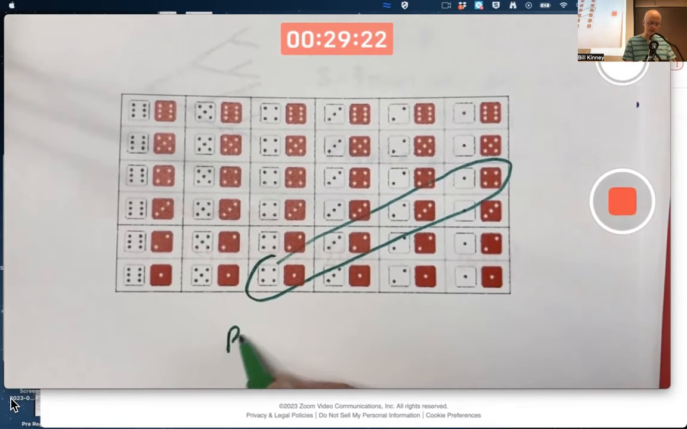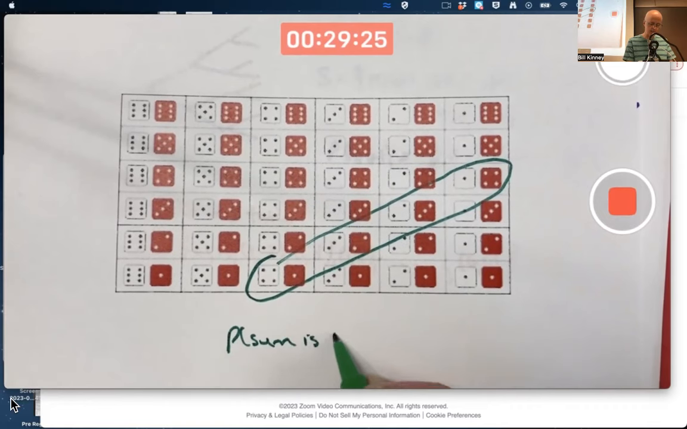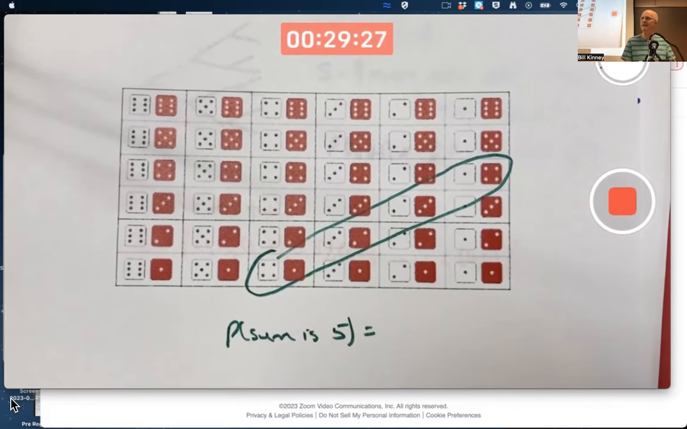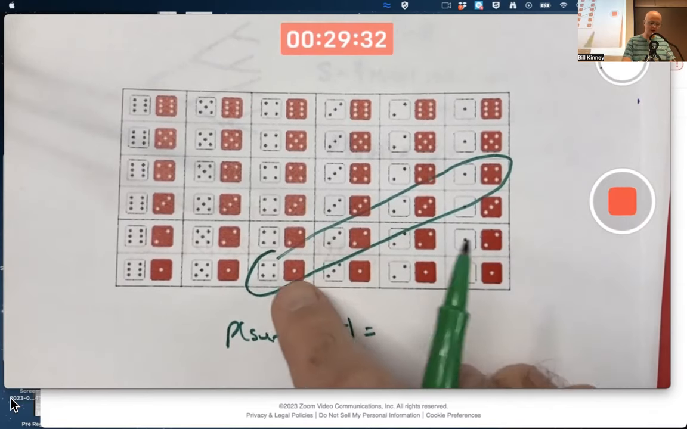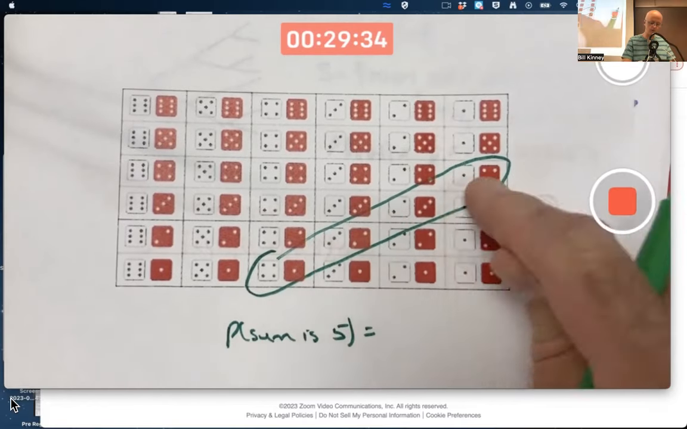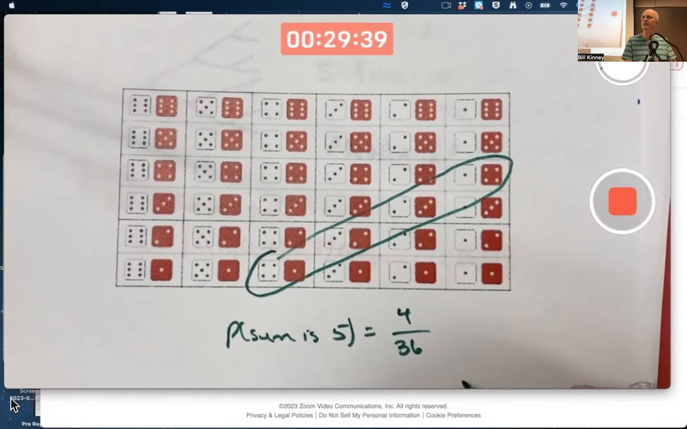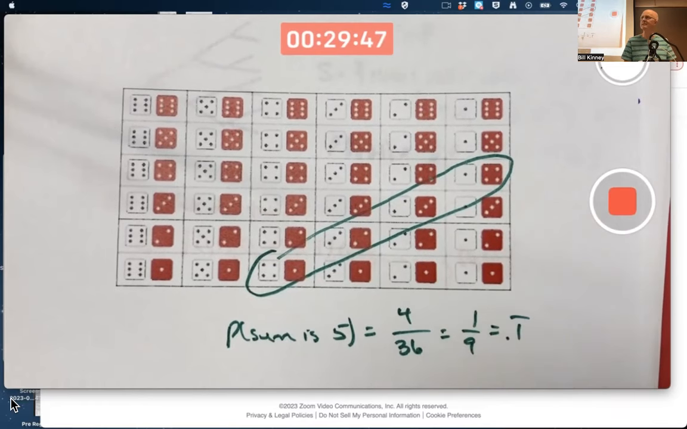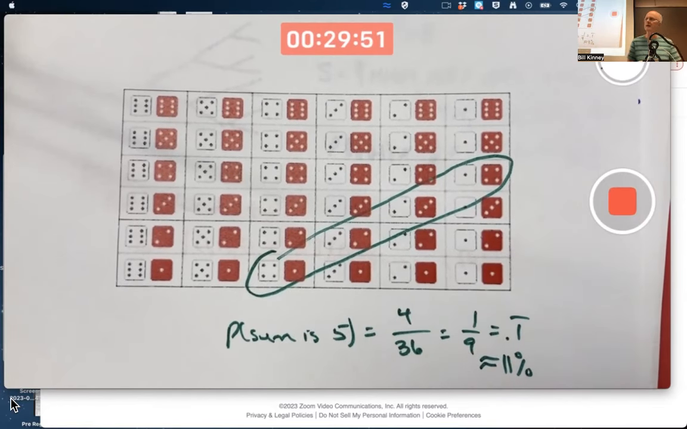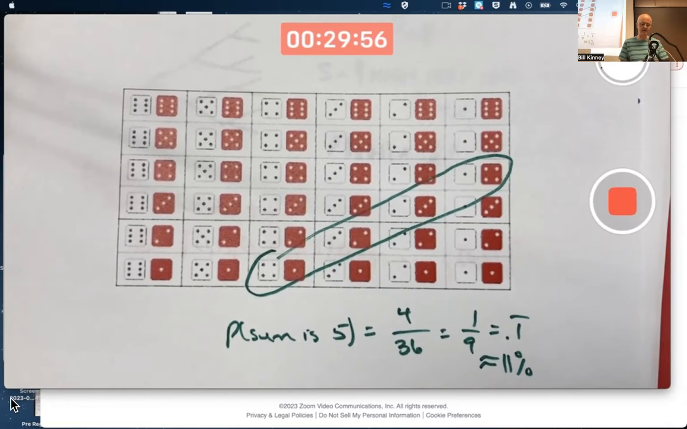So your probability that the sum is 5, assuming equally likely outcomes, I can use the classical formula. It's the number of elements in that event, 1, 2, 3, 4, divided by the total number of outcomes in the sample space, 4/36, 2/18, 1/9, which is 0.1 repeating, approximately an 11% chance that when you roll two dice vigorously, the sum is going to be 5.